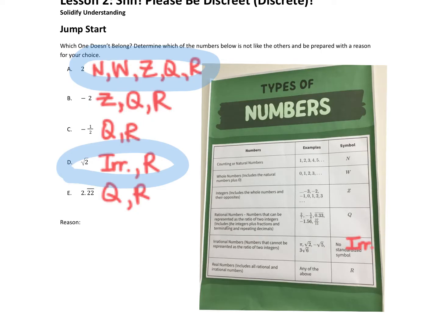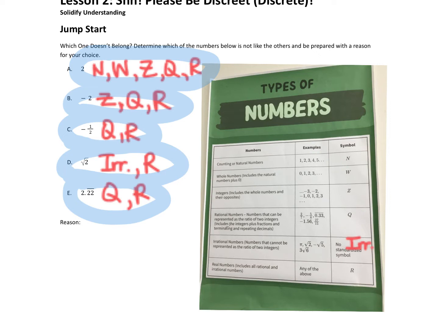Negative 2 is the only one that is in the integers, so that one doesn't belong for that reason. And we could say that negative 1/2 is the only one that is written as a fraction. Granted, all of them, except for square root of 2, can be written as a fraction. So this is the only one that visually is a fraction. And for 2.2 repeating, let's just say that's the only one that is visually written as a decimal. So there's a reason for every single one not to belong.